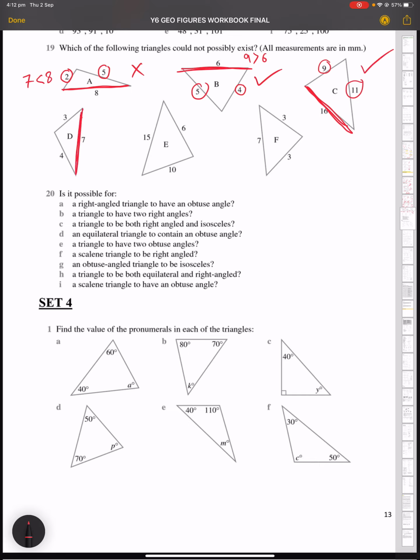The longest side is 7. Is 7 more than 3 plus 4? So this is 7 equals 7. 3 plus 4 is 7. 7 equals 7, so no. It has to be more. It cannot even be equal to. Okay? So what I'm trying to say is the longest side here has to be less than the sum of the other two lengths. So 6 plus 10 is 16. 16 is more than 15, then yes. 7 is less than 3 plus 3, so therefore no.